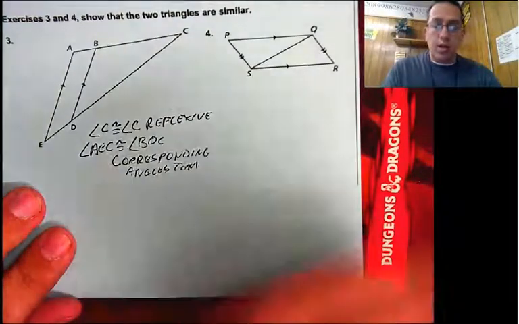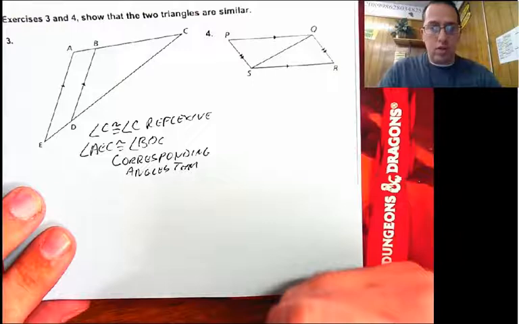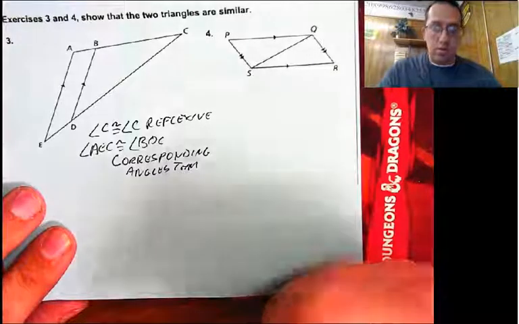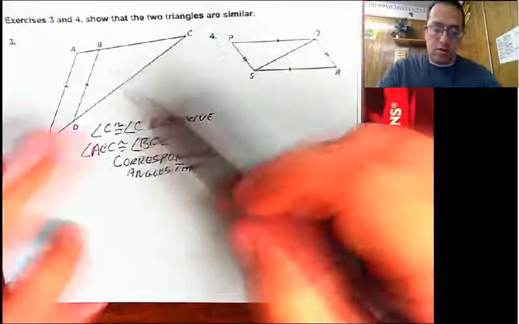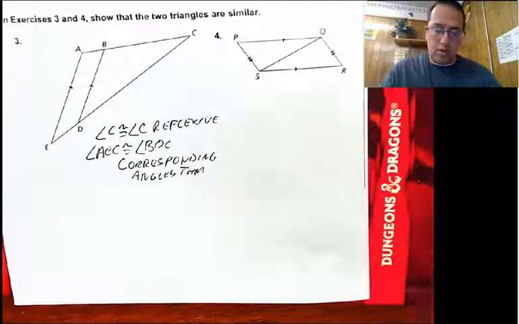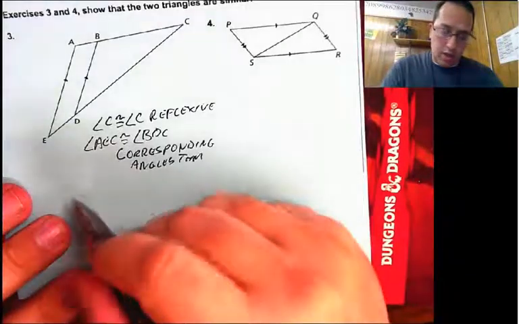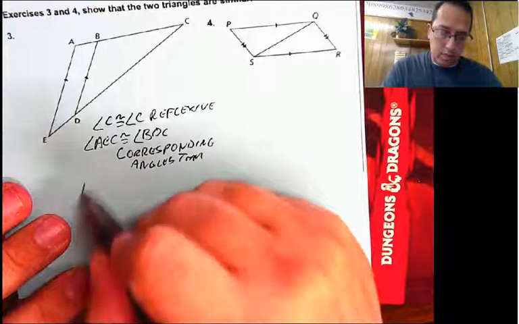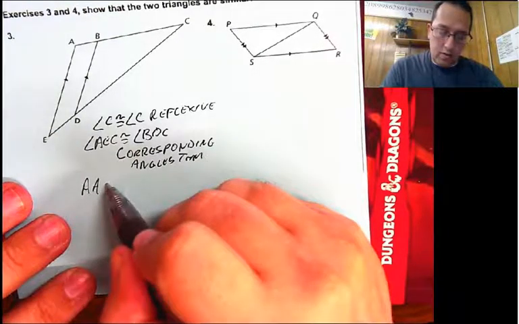Right. And now I have two angles in the big triangle congruent to two angles in the little triangle, and so my triangles will be similar by angle-angle similarity.